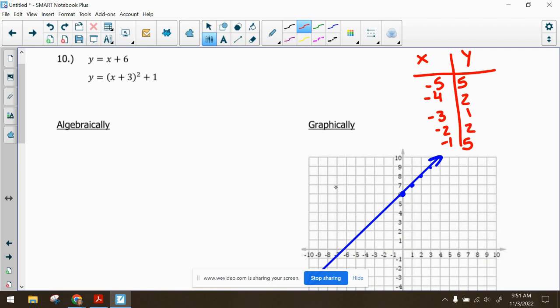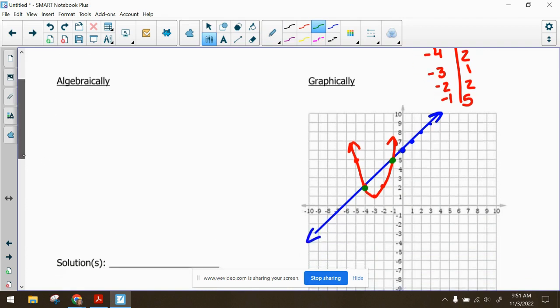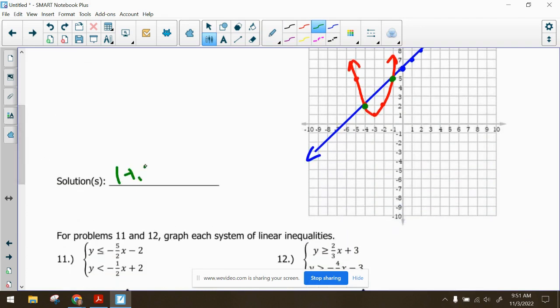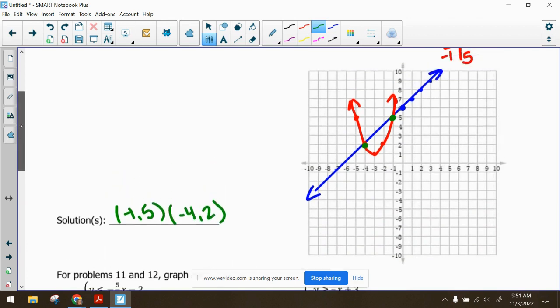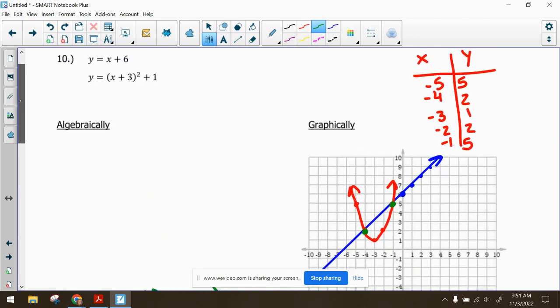So now let's go ahead and graph it, see what we get. And we can see that this one, again, hits in 2 different spots. So my 2 solutions look like (-1, 5) and (-4, 2). Now, when we do this algebraically, we should be getting the same thing. So let's go back through and do it algebraically.